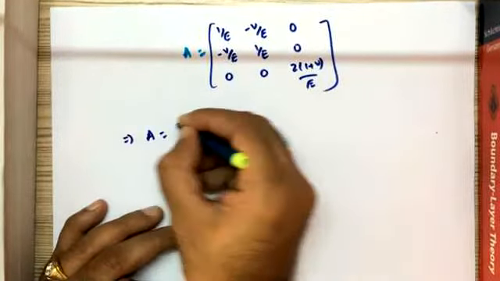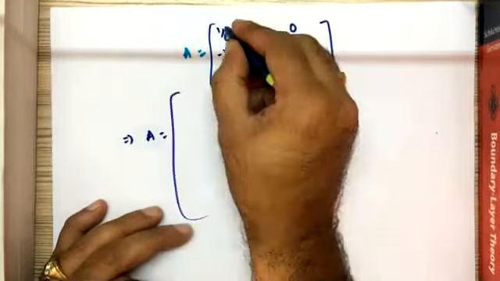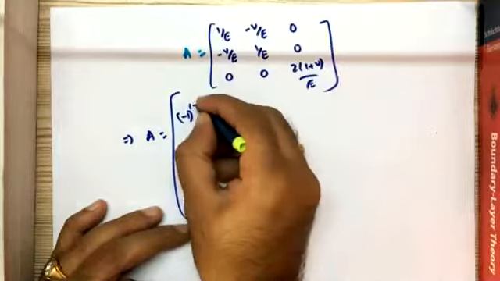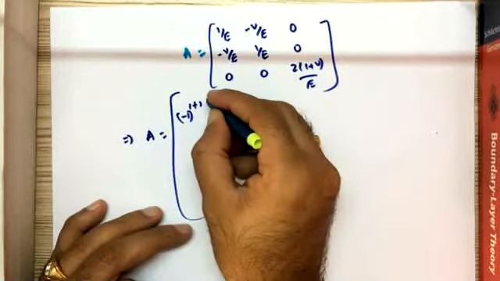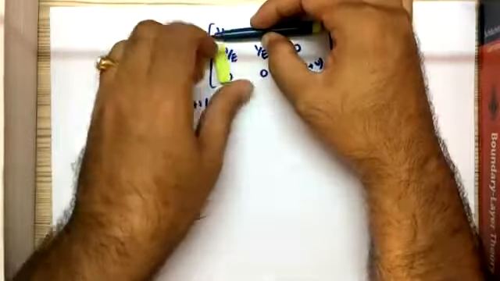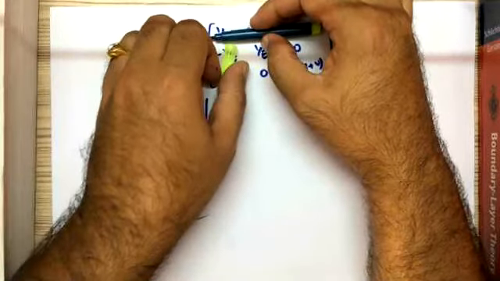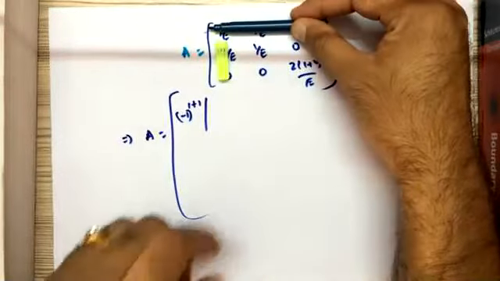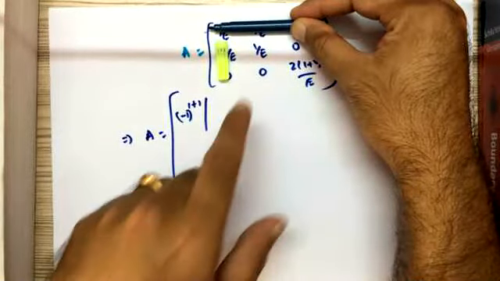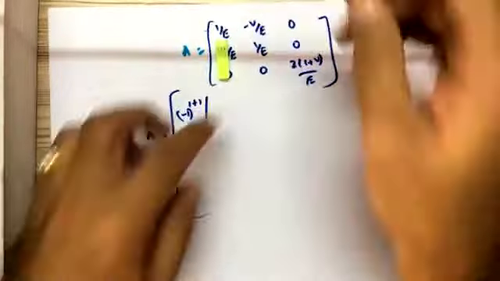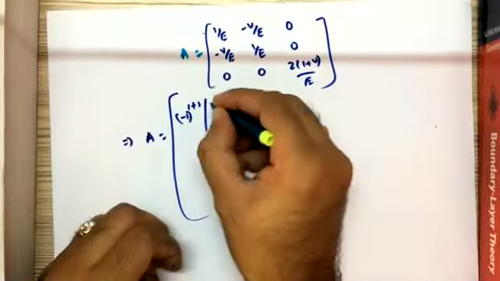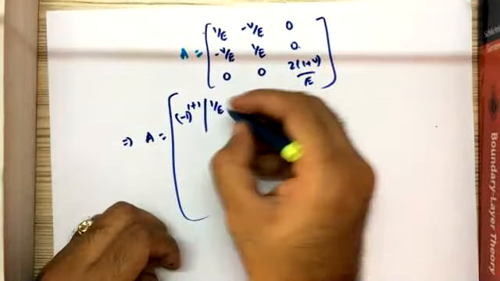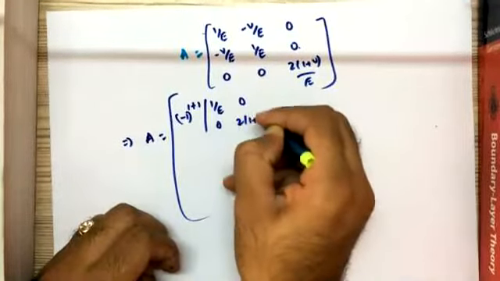So A is equal to, first element, row 1, column 1. So minus 1 whole power 1 plus 1 into, you eliminate that particular row and column. What is remaining? 1 by E, 0, 0, 2 into 1 plus nu by E. You take the det of it.